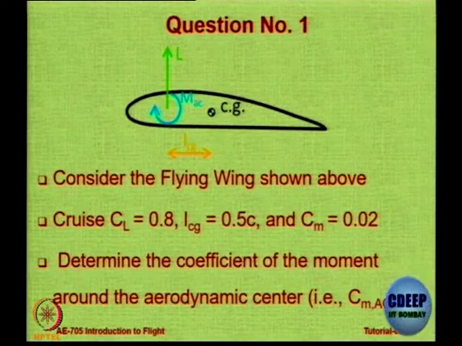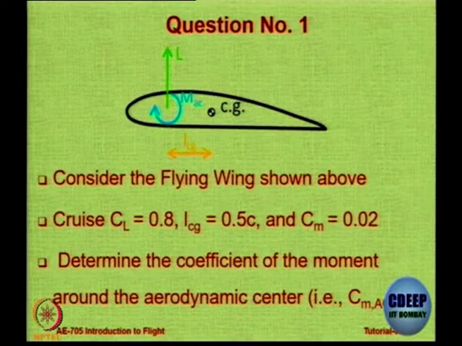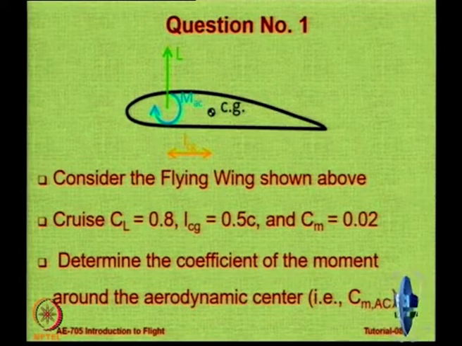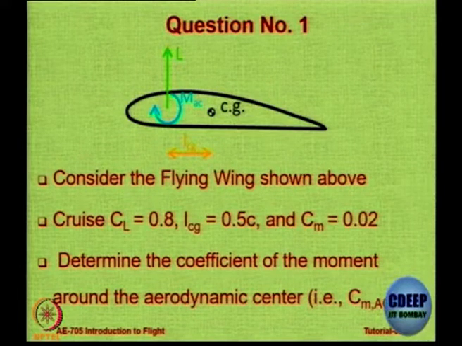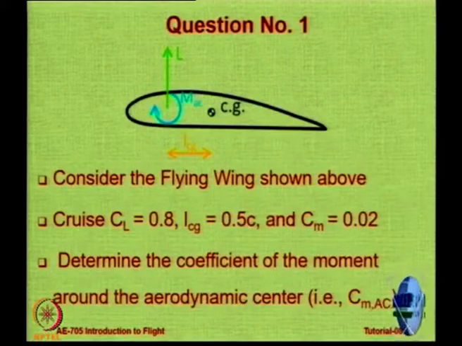Okay. So this is your first question. Very simple question, just by taking the moments about center of gravity you can solve this question. So the net moment coefficient CM is 0.02, CL is 0.8, LCG is 0.5C, find the location of CMAC. Okay, I will give you a few minutes to solve this question. So please solve, draw this figure.